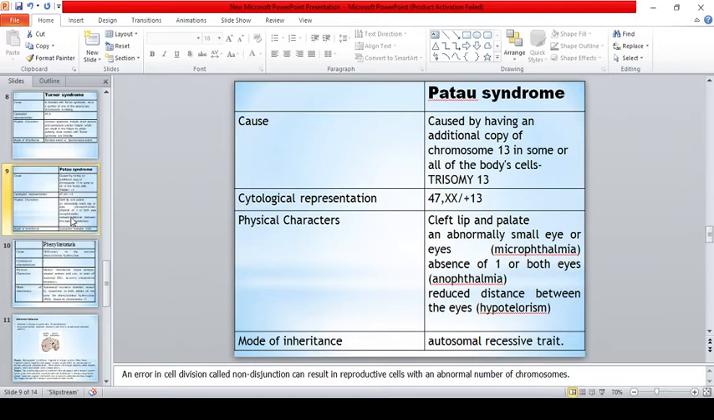Next, we are going to see Patau syndrome. The main cause of this chromosomal disorder is having an additional copy of chromosome 13 in some or all body cells, which is also known as trisomy.